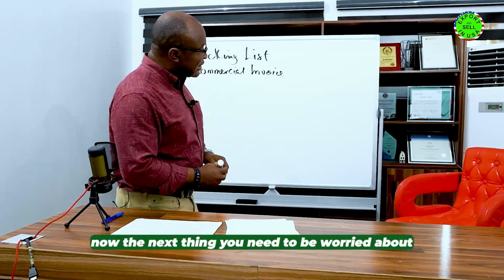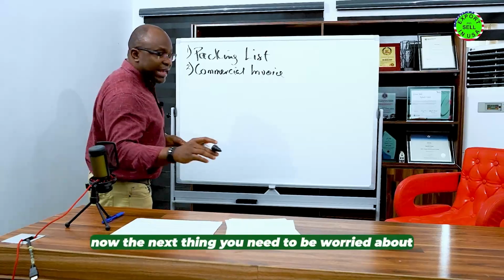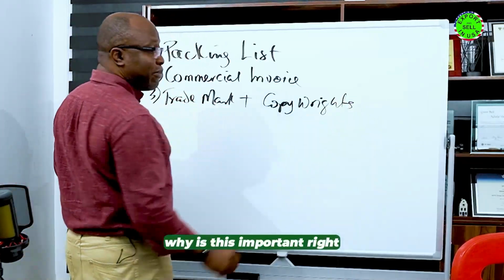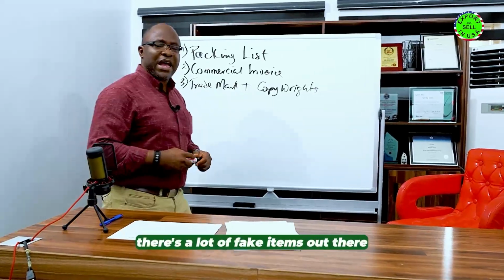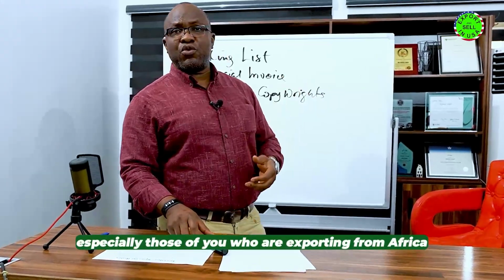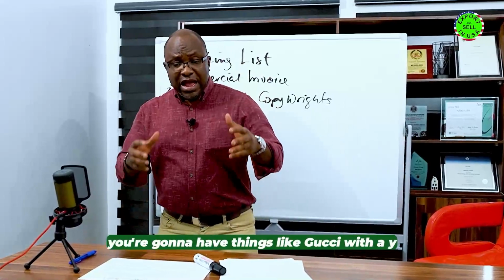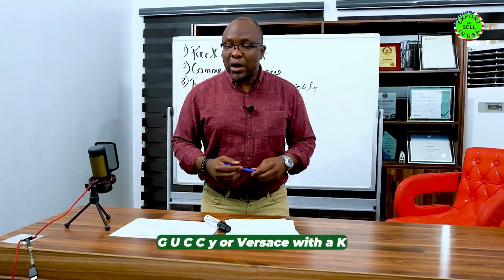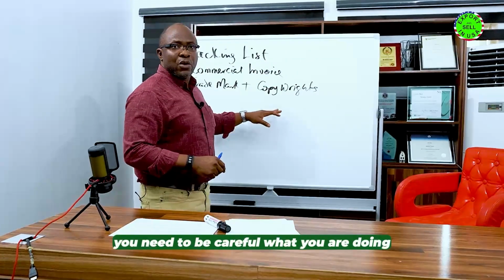Now, the next thing you need to be worried about is trademark and copyright. Why is this important? There are a lot of fake items out there, especially for those of you who are exporting from Africa. You're going to have things like Gucci with a Y, or Versace with a K. You need to be careful what you are doing.